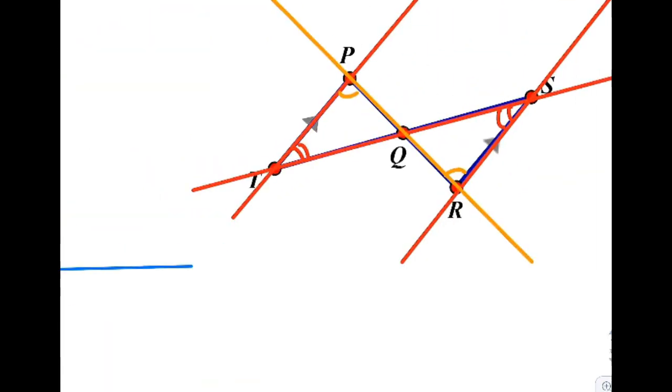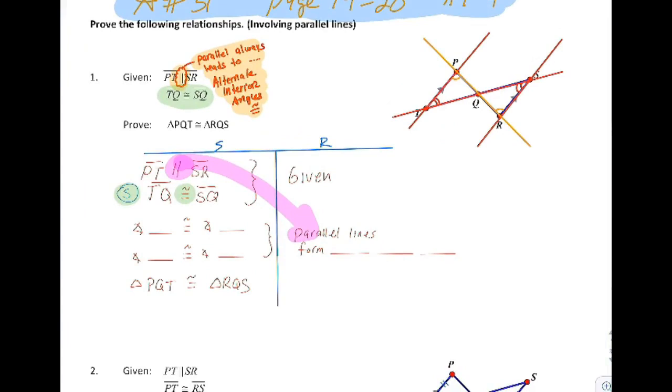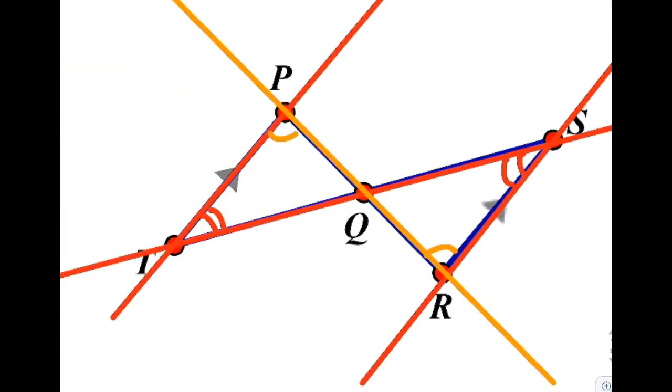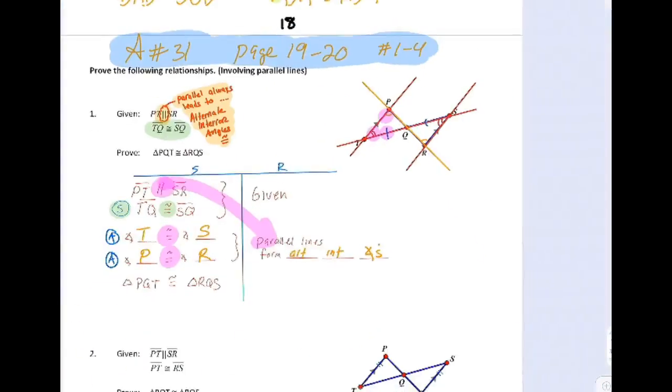So up here, we already drew it, but angle T and angle S are congruent. And also P and R are congruent. So T and S and P and R. So angle T and angle S are congruent. Angle P and angle R are congruent. And the reason is parallel lines form alternate interior angles. And there are two more congruences, an angle and an angle. It told me that TQ was congruent to SQ. So what do I have here? Angle, angle, side.